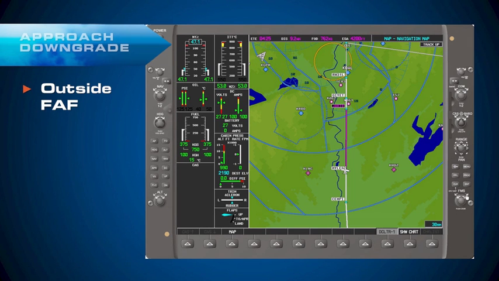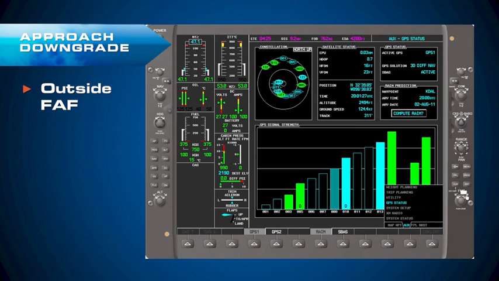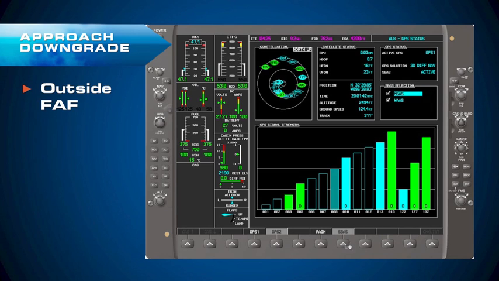So let's talk about outside of the final approach fix. One of the neat instructor tricks that I can do is I can actually go to the multifunction display and I can simulate an approach downgrade for my student. And I do that by going to the aux chapter GPS status page. And if I choose the soft key SBAS, Space-Based Augmentation System, I can then deselect WAAS. This here now will simulate the approach downgrade for the student.